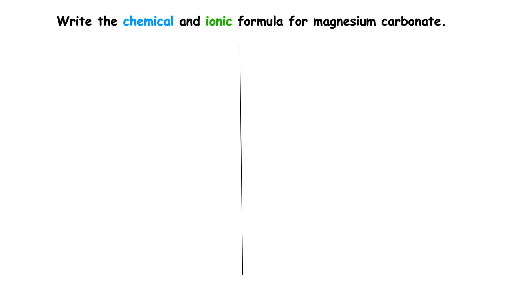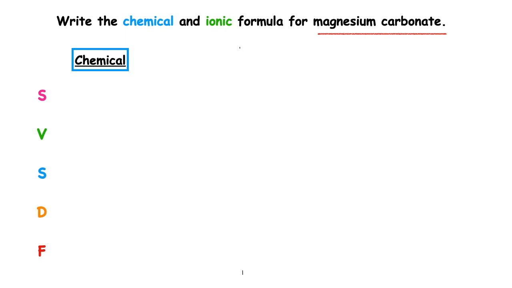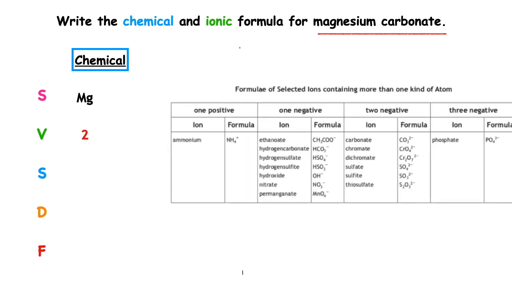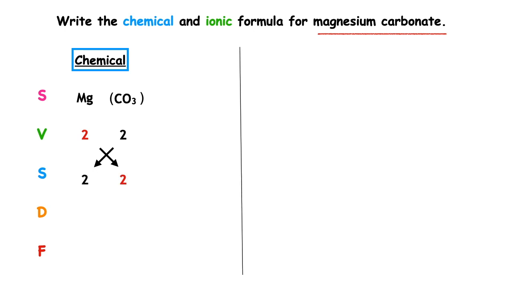This second example wants us to write the chemical and ionic formula for magnesium carbonate. We start off with our SVSDF, symbol for magnesium, Mg, found in group 2, valency 2. Carbonate ends in 8, so we use page 8. The symbols are CO3, and we need to remember to keep a bracket around that. Valency of 2. Swap the valencies over.